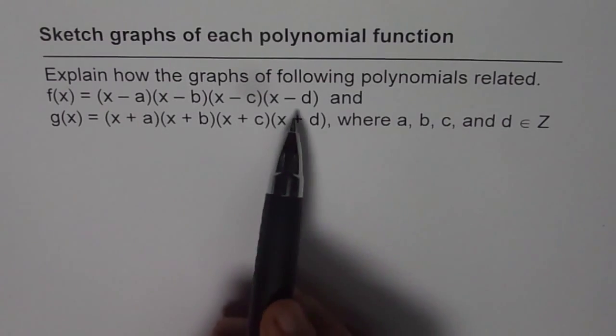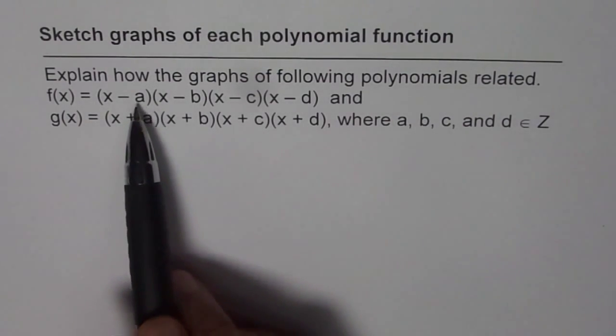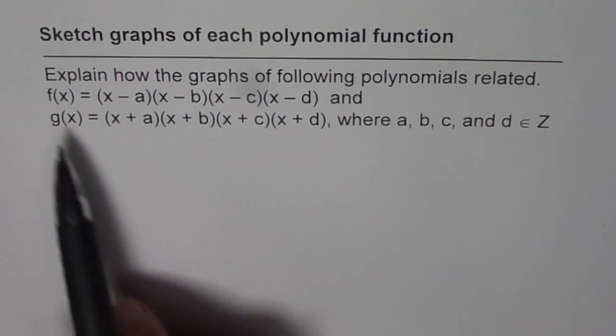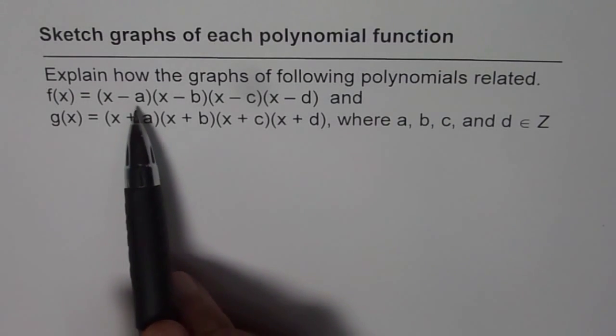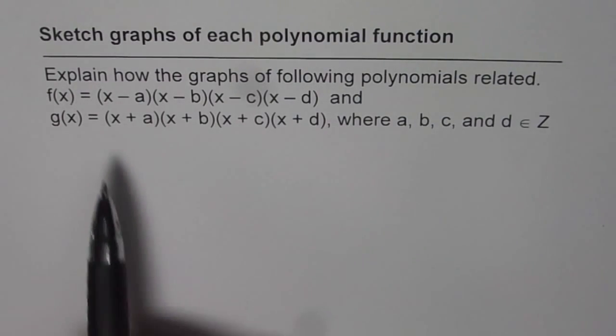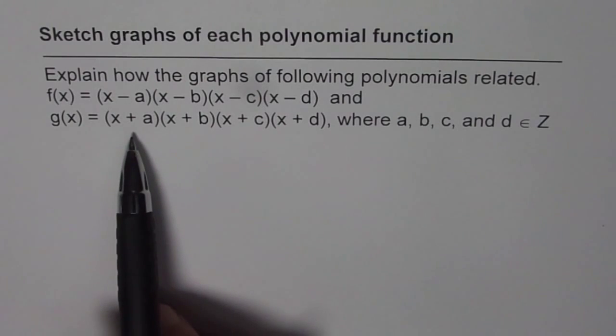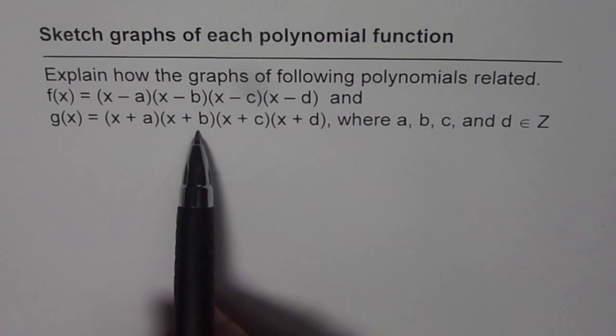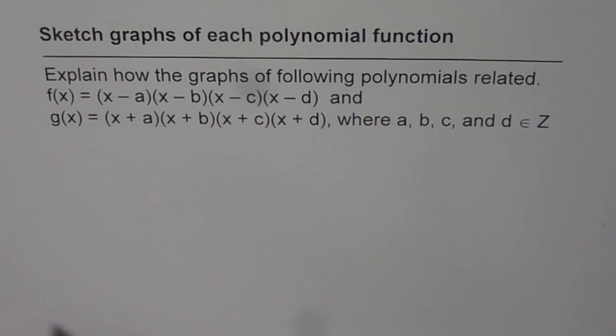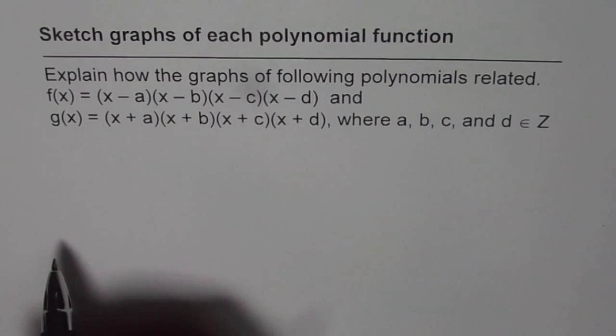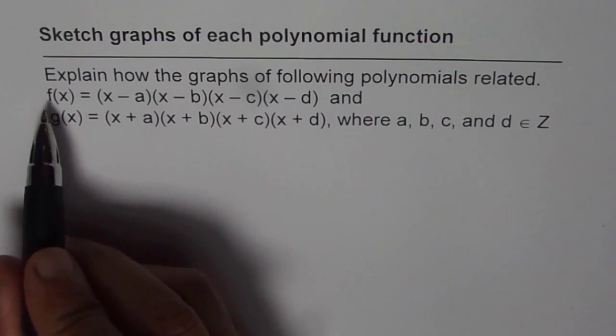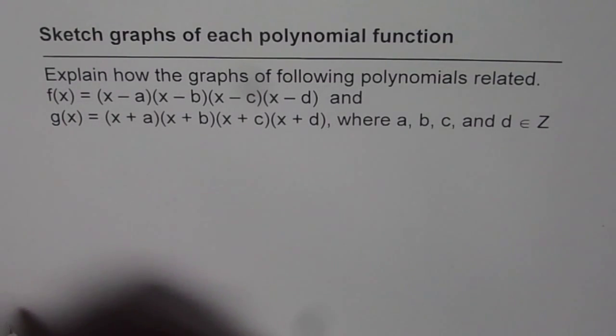So as we can see here, there are linear zeros for f of x at x equals a, b, c, and d. For g of x, these zeros are at minus a, minus b, minus c, and minus d. That means they're definitely related. Find the relation. What to do? To find the relation, what we can do is try finding out what is f of minus x or g of minus x.